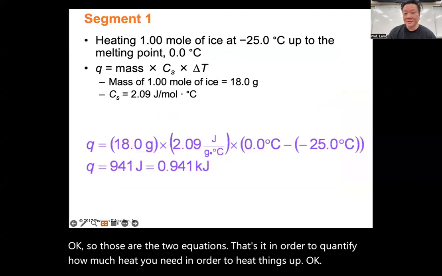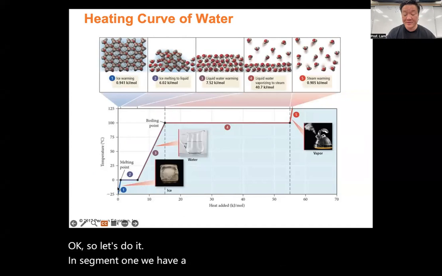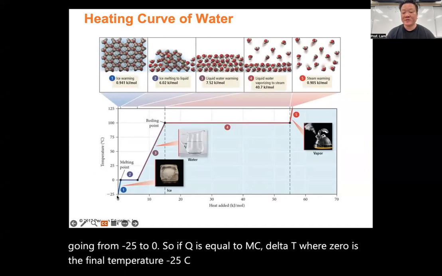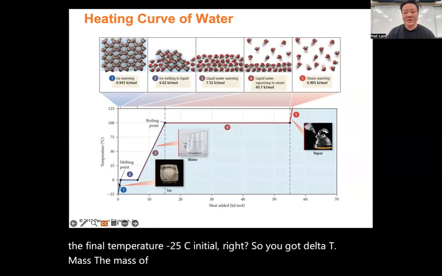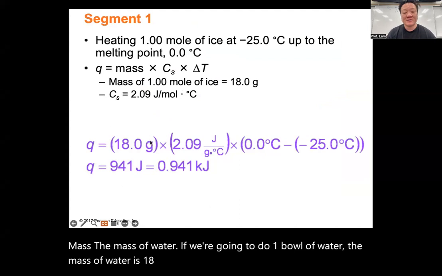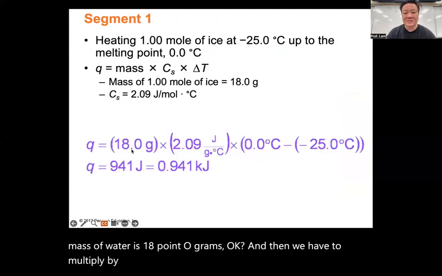Okay, so let's do it. In segment 1, we have a ramp. Okay, and notice that the ramp is going from minus 25 to 0. So it's Q is equal to MC delta T, where 0 is the final temperature, minus 25 is the initial, right? So you got our delta T. The mass of water. If we're going to do 1 mole of water, the mass of water is 18.0 grams, okay? And then we have to multiply by C, right? Q is equal to MC delta T.